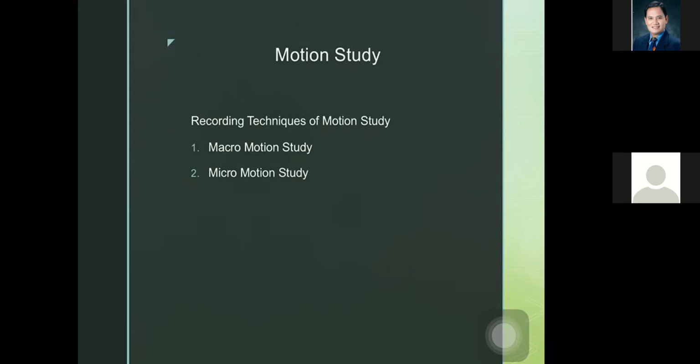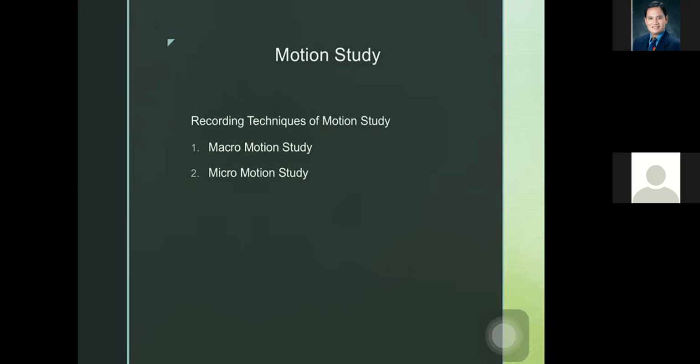A. Use of human body. B. Arrangement of workplace. And C. Design of tools and equipment. So the two techniques used in method study that will be used also in motion study are the following. First is the macro motion study. These are flow process chart and two-handed process chart. And last is the micro motion study.